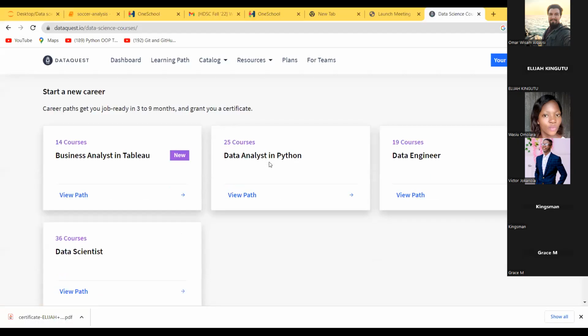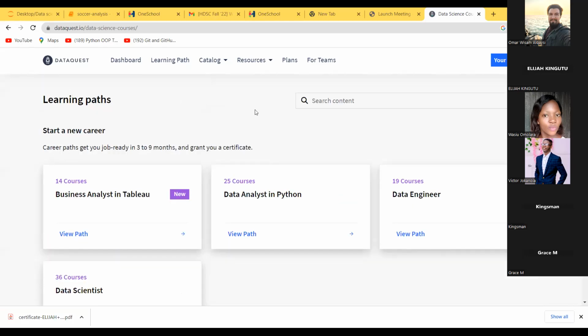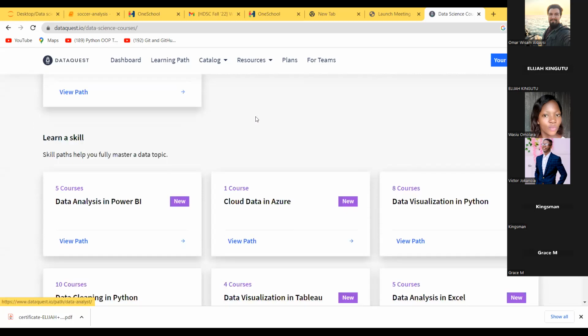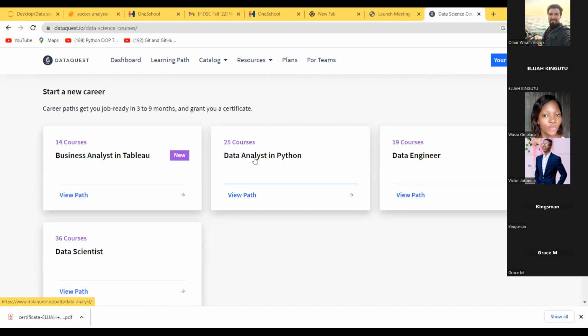No. I can recommend something that you can use actually. Let me share something very fast. This is Dataquest. Dataquest only deals with data, nothing else. No software engineering, no nothing. It's only data.